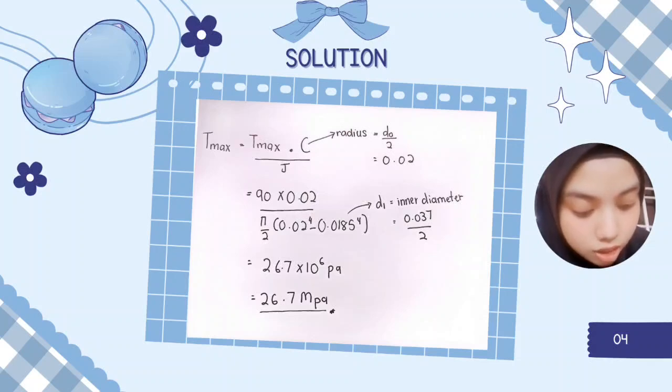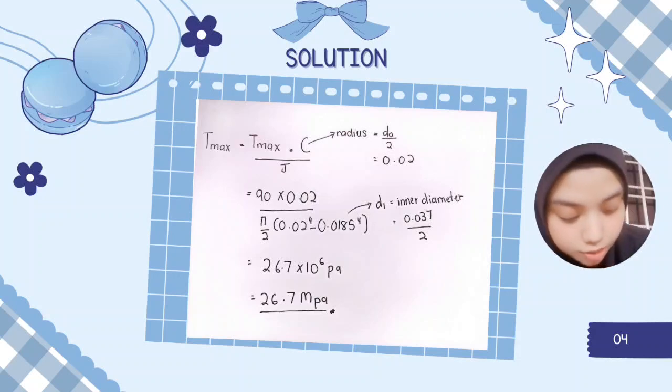Since this is a hollow pipe, we can calculate J using pi over 2 times the bracket of C outer to the power of 4 minus C inner to the power of 4, where C outer is 0.02, minus 0.0185 to the power of 4. The 0.0185 we get from the inner diameter, which is 0.037 divided by 2. So from all of this we get the answer 26.7 times 10 to the power of 6 Pascal, which we can simply write as 26.7 megapascal.